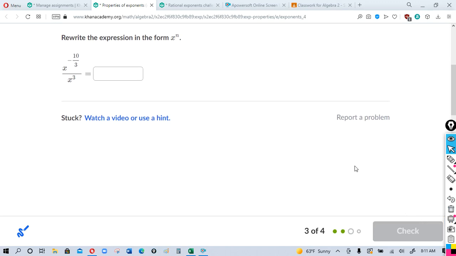Rewrite in the form of x to the n. So remember, when you're dividing, you subtract the exponents. So we have x, and we start with negative 10 over 3. And you subtract going down. So negative 10 over 3 minus 3. We need a common denominator there.